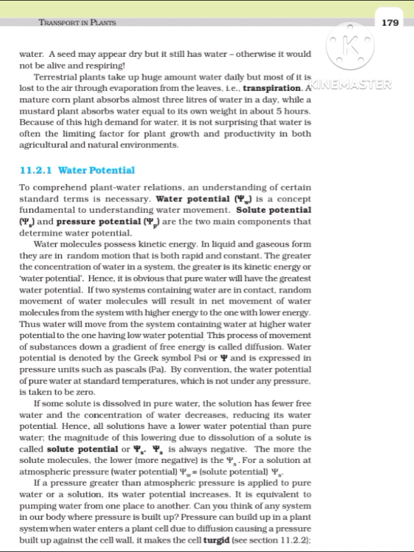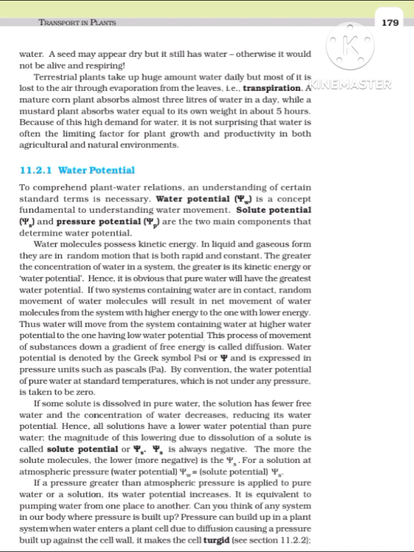Water potential is denoted by the Greek symbol psi and is expressed in pressure units such as pascals, Pa. By convention, the water potential of pure water at standard temperatures, which is not under any pressure, is taken to be 0. If some solute is dissolved in pure water, the solution has fewer free water molecules and the concentration, free energy, of water decreases, reducing its water potential. Hence, all solutions have a lower water potential than pure water.